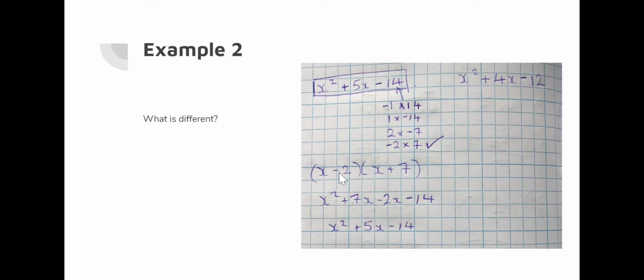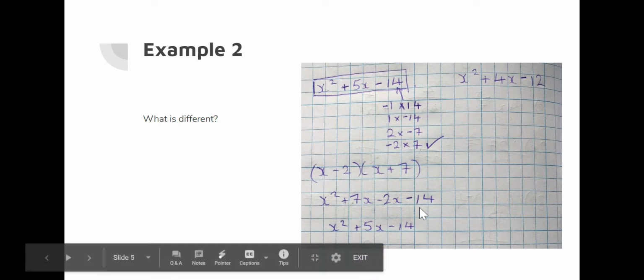In this case we're trying to get factors of 14 that can combine to get us to 5. So a positive 7 and a negative 2 will get us 5. 7 minus 2 is 5, and 7 times negative 2 is negative 14. So you can have a look through that one.